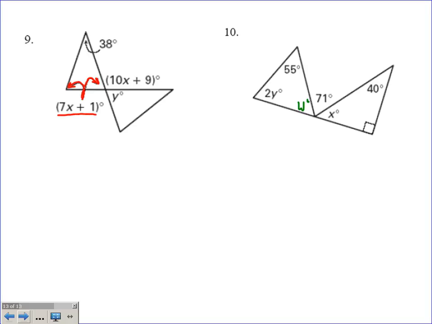Okay? So what you'll do is, well, you'll know this is 38. Let's pretend we solve this, and let's just say x equals 2. This is not correct. X does not equal 2, so don't write this down. Let's pretend it did. So we would say 2 times 7 is 14, plus 1 is 15. I'd write 15 right here. 2 times 10 is 20. This would be 29 right here, so I'd write 29 here. And since these 2 are vertical angles, I also have to say this is 15. Obviously, that's not right because 15 and 29 have to add up to 180, so we'd have some problems there.